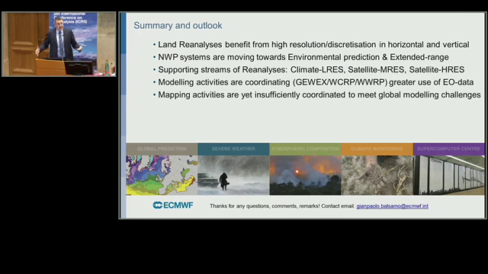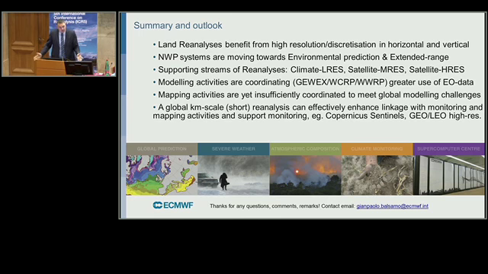I think we could do better in the mapping activities, actually connecting the modeling and the mapping so that we would have maps that are readily available for modelers. And global kilometer scale reanalysis could be really an effective way to link better and more Copernicus sentinels, for instance, with reanalysis and all the wealth of geostationary and polar orbiting satellites which are already at kilometer scale.